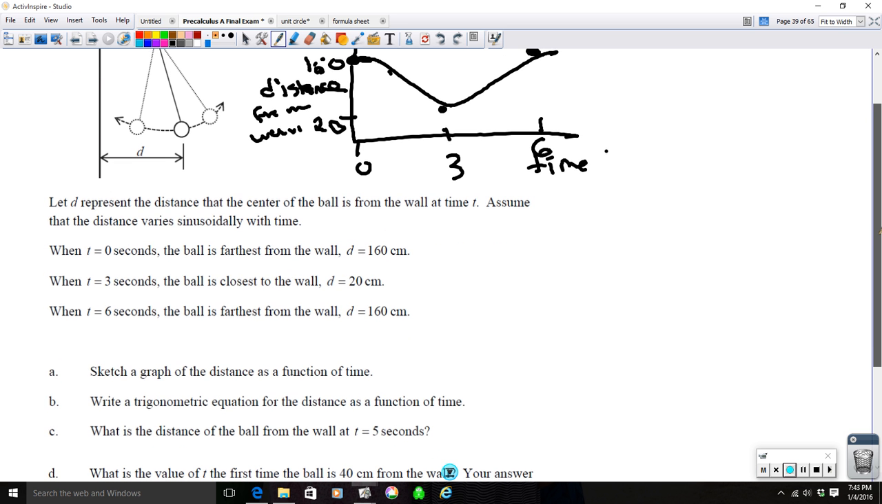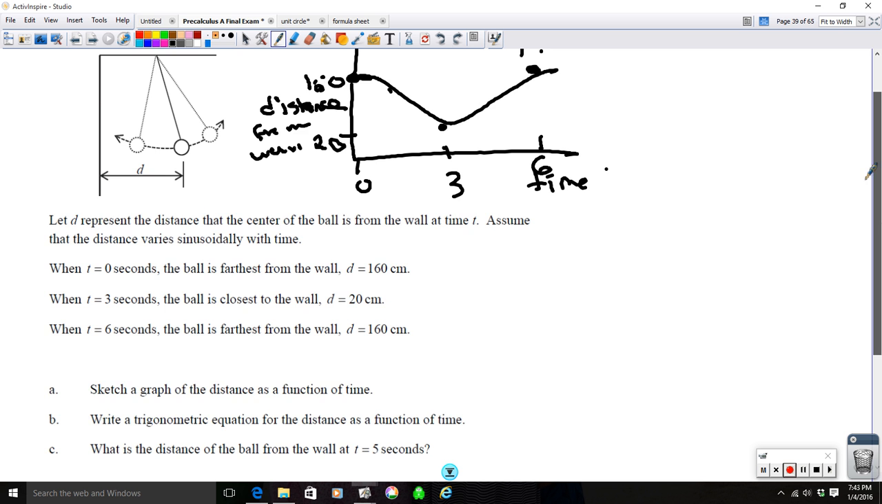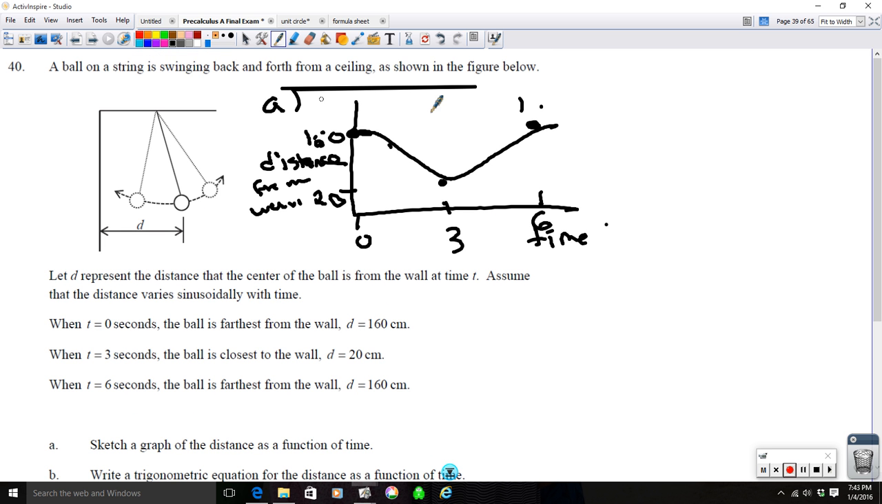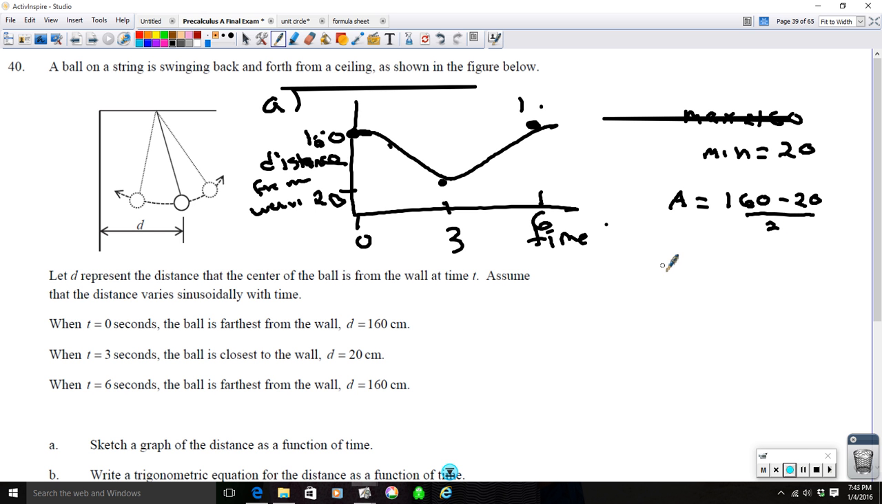So as you were looking at that, we need the trig equation. To find the trig equation now, we need the maximum, which is 160, the minimum, which is 20. So A is going to be equal to maximum minus minimum divided by 2. And again, we're starting at the maximum for cosine. This is a cosine curve. Starting at the maximum, so A is going to be positive. So this is 140 divided by 2, which is 70.